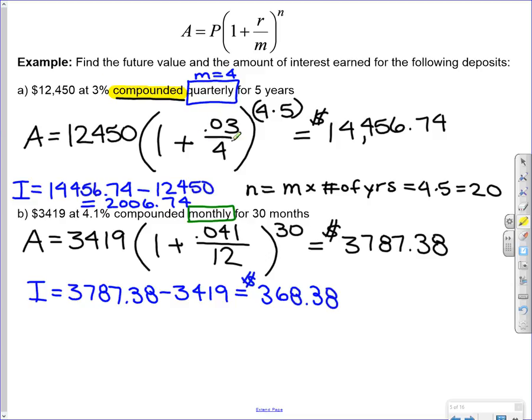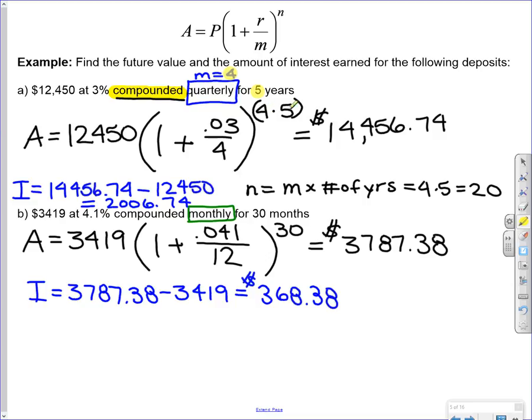0.03 divided by 4. So M is our number of compounding periods in the year. There were 4 compounding periods because we're doing quarterly, so we divide by 4. Then N is actually the total number of compounding periods over the life of the loan, over the entire span of time that we're talking about. So if this is in there for 5 years and it's compounded 4 times a year, then we would put 4 times 5 up here.